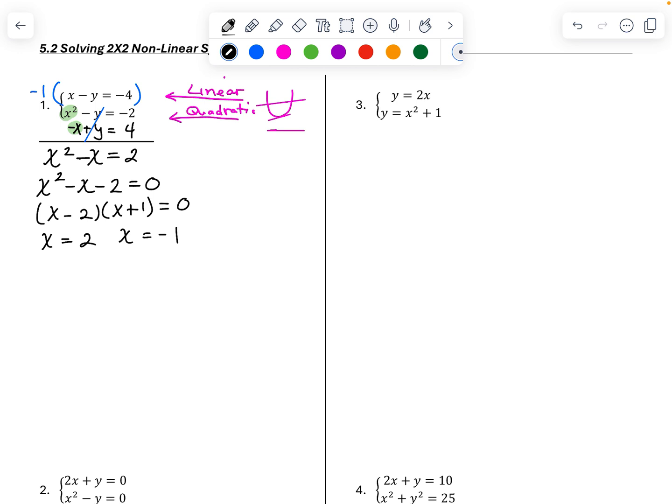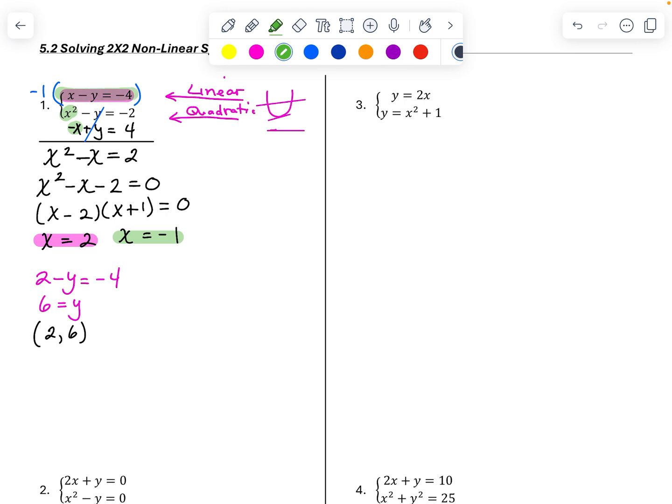So then I'm going to use the first solution for x and put it in the first equation, and that would be 2 minus y equals -4. When I solve that, 6 would equal y. So when x is 2, y is 6.